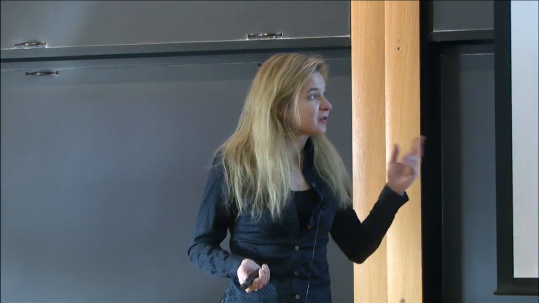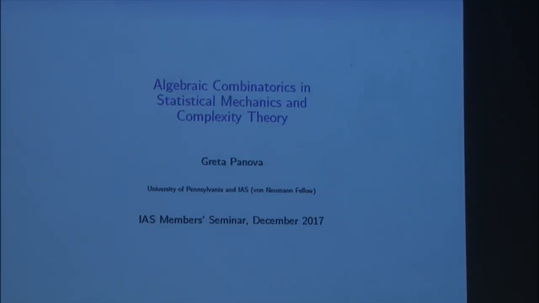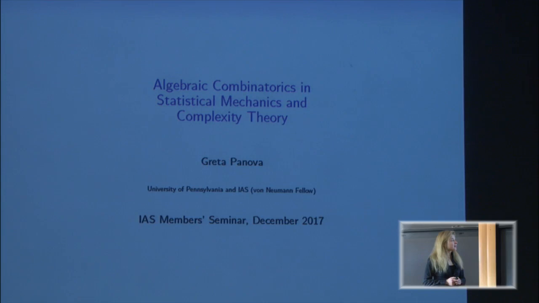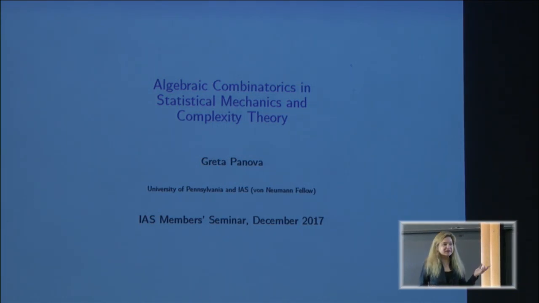So I will tell you a little bit about algebraic combinatorics first, in some sense classical maybe. And then I will show you how we applied different tools and notions from algebraic combinatorics to obtain results in statistical mechanics and complexity theory, which are different. The type of results and the type of applications are different. So basically, this is a talk which will consist of maybe three parts.